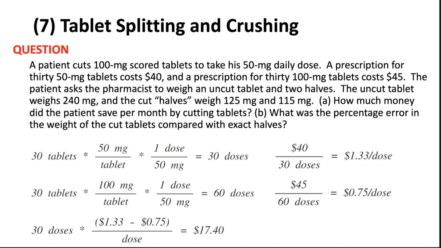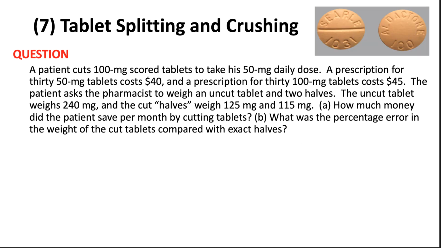Okay? Again, this was pretty straightforward math, but it's setting it up, and you've got to do one thing at a time. First, how much did we pay for the 50 milligram tablets, and how much money is it per dose? How much are we paying for the 100 milligram tablets per dose? Not per tablet, but per dose. And then finding the difference between those two. The second part of this question, though, was about the percentage error. What was the percent error in the weight of the tablets cut compared to exact halves?